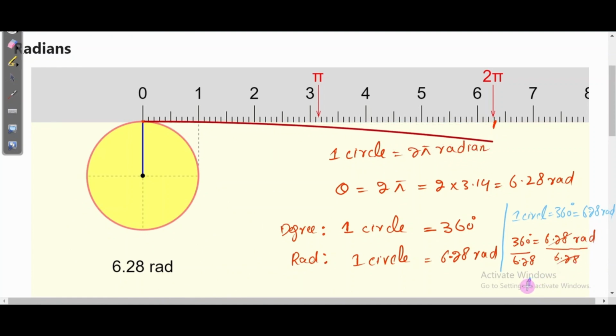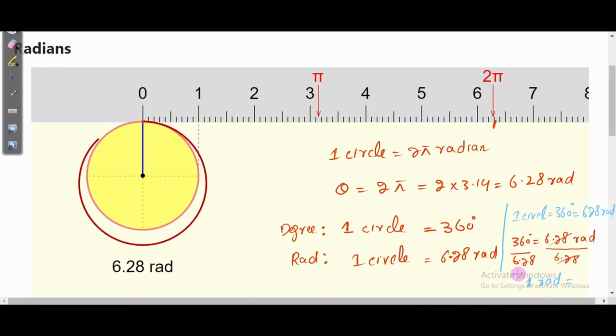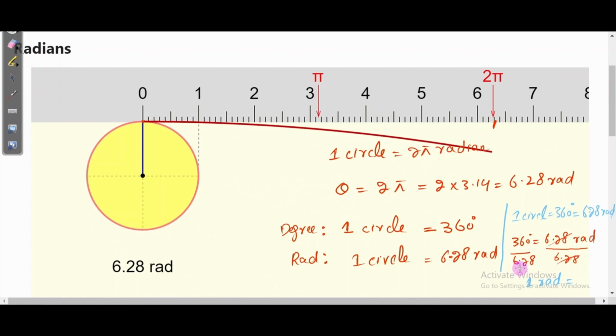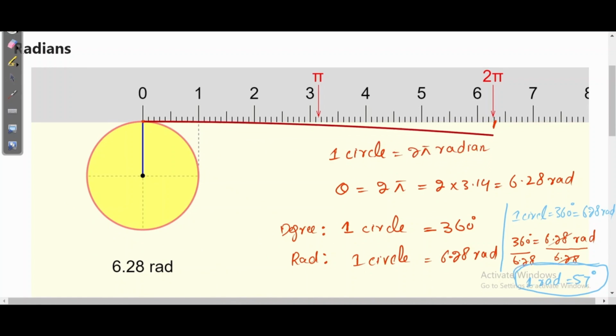So here 1 radian is equal to 360 divided by 6.28, which will be equal to 57 degree. So it means that 1 radian is equal to 57 degree.